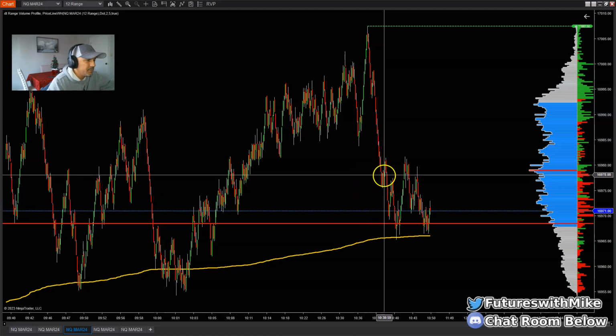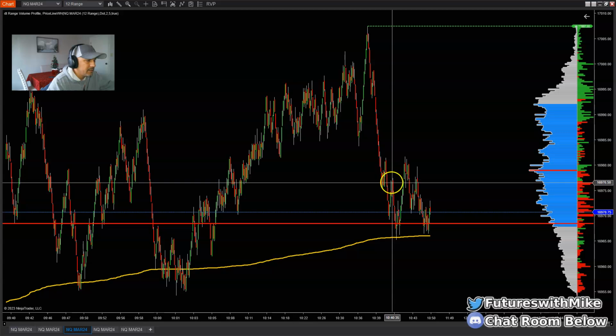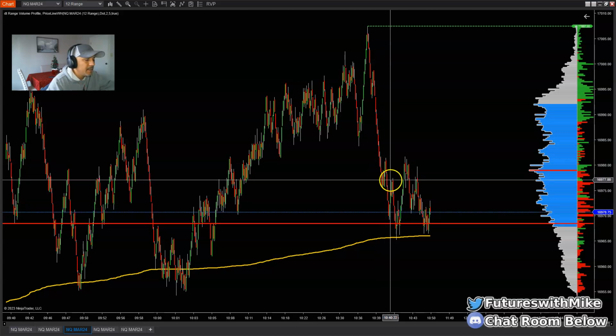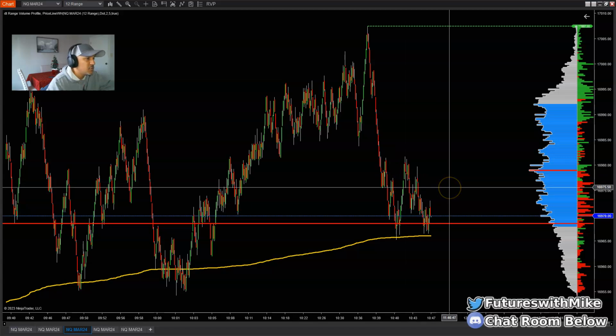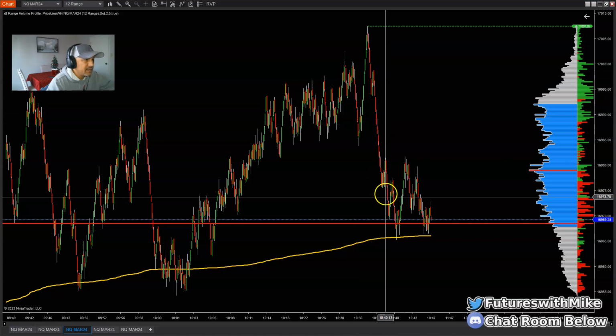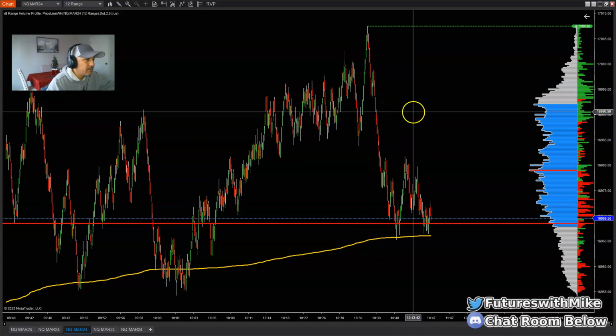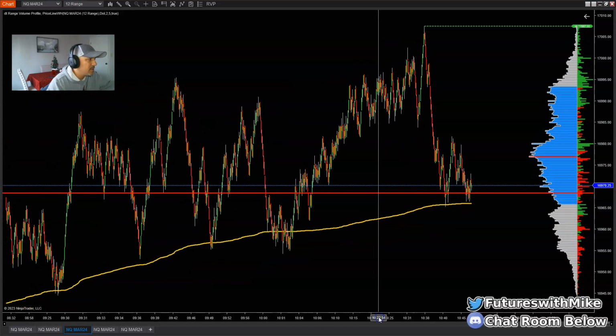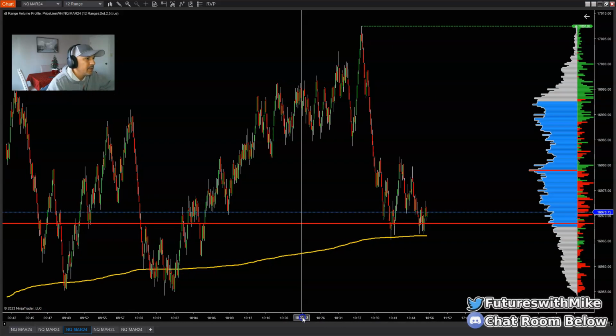Even these little pullbacks. Let's see. That was a little short right there, but these are just small little pullbacks, small little areas you could take shorts from. But I would like to see bigger moves, like a pullback to this area right here. Just be mindful because we're bullish on the higher time frame.